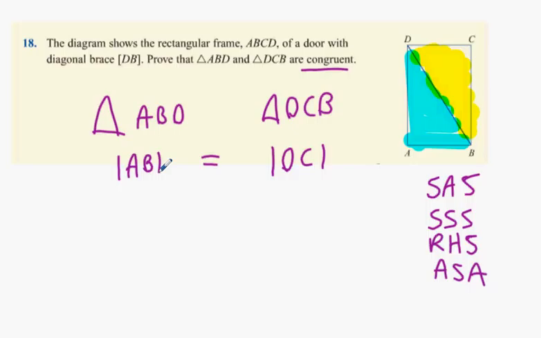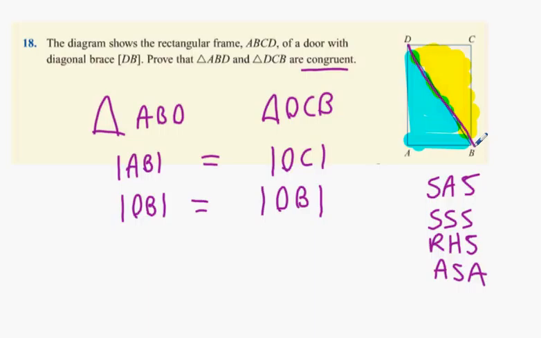Okay, then I'd say that look, DB, which is the centre one, is the same thing as DB. It's a common side. Would you agree with that? Yeah. DB is the central line. It's in both triangles. So DB equals DB.